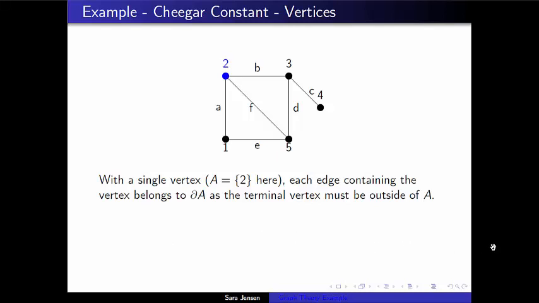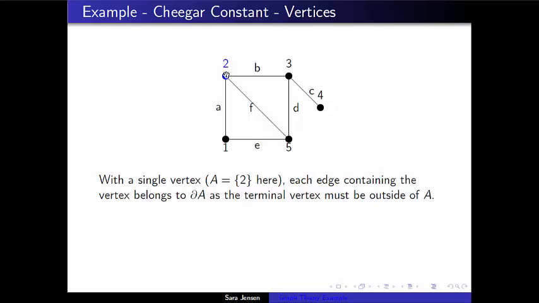For our example, we have 5 vertices, so we need to look at all possible subsets of size 1 and then all possible subsets of size 2, and we'll compute all of these different ratios of boundary edges to size of the set, and then we'll find the minimum element of that set for the Cheeger constant. But something nice happens when we're looking at single vertices in this example.